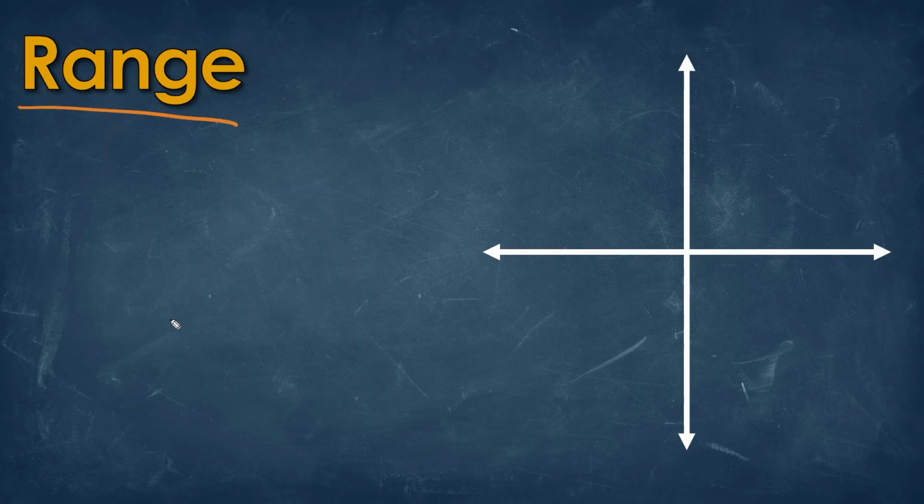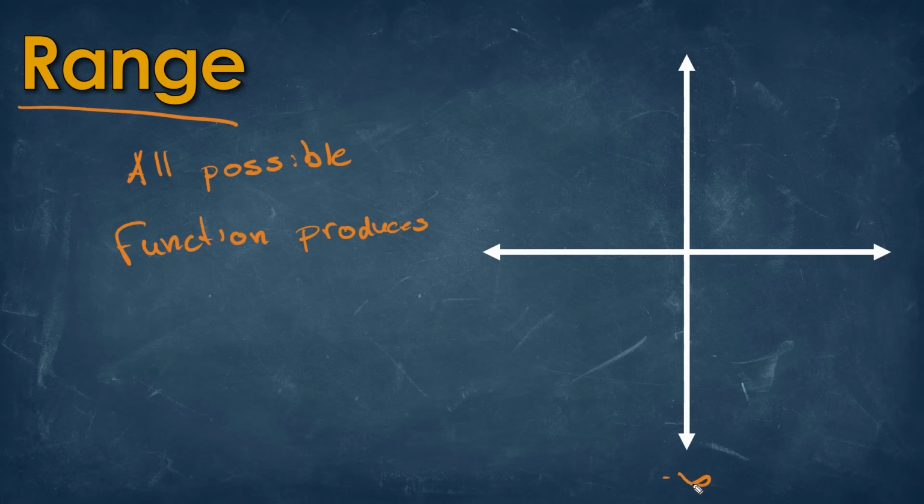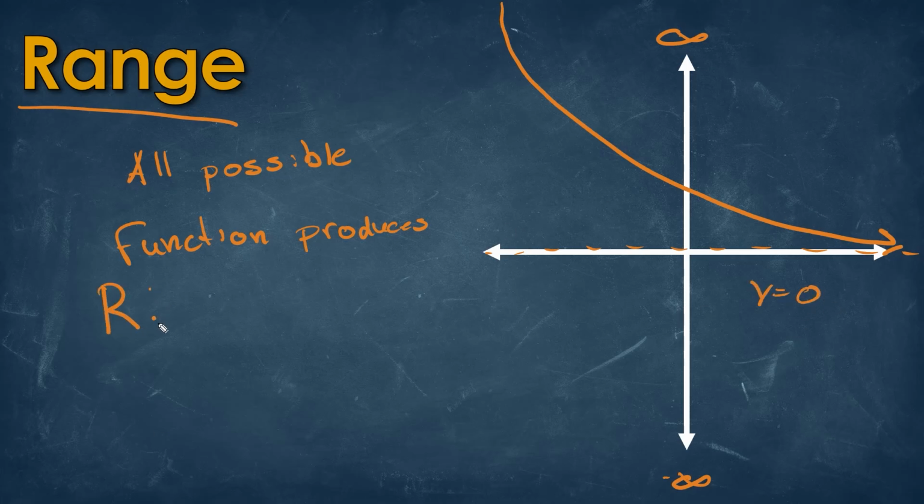Now moving on to range, which is all possible values of y. It's what we see as our dependent variable, or what the function produces. So we look at that from negative infinity for the y to positive infinity for the y. If, for instance, we have a function that looks like this, and we have an asymptote set at y equal to 0, we know that for all values in our range, which we denote as a capital R with a colon, we would say that our range would be from 0 to positive infinity, which we would denote like this.